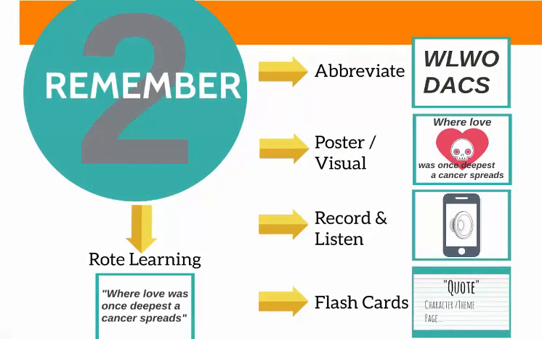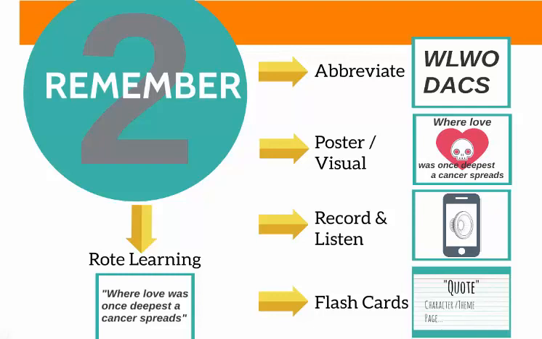Now, how do you go about remembering quotes? The best strategy is an old one, and that's rote learning, where you just say it over and over again, or you look at it over and over again until you remember it. "Where love was once deepest, a cancer spreads." And you can set yourself up with some flashcards to do that.